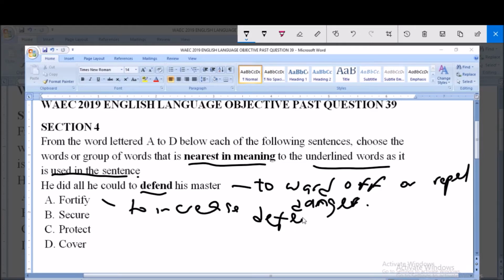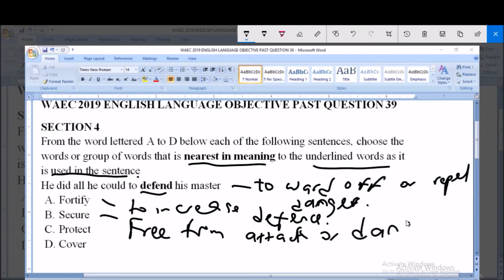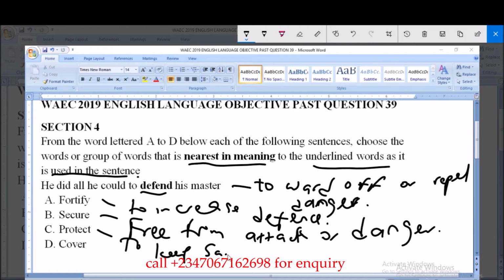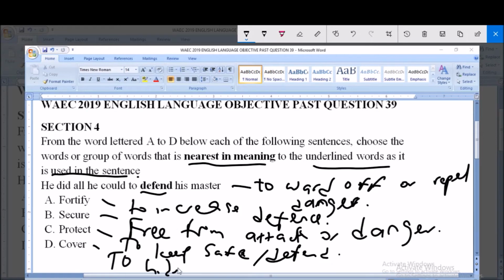Now, option A, fortify, means to increase defense. Option B, which is secure, means free from attack or danger. Option C, which is protect, means to keep safe or to defend. And then D, which is cover, means to hide from view.